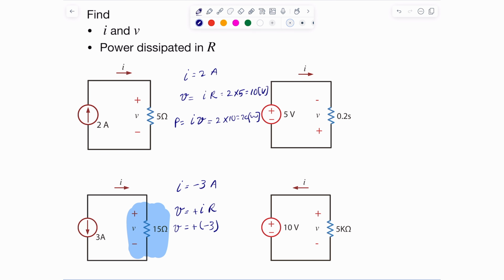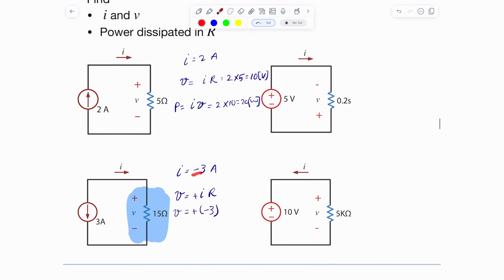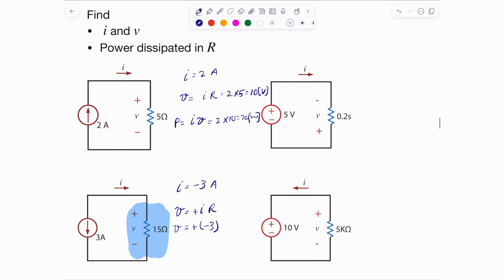This negative is coming from the value of the current in here. It's not from passive sign convention, it's from the value of the current. All right, so times R, and that R is just simply 15. So what I have in here is negative 45 volts. That's the value of the voltage across this particular resistor.